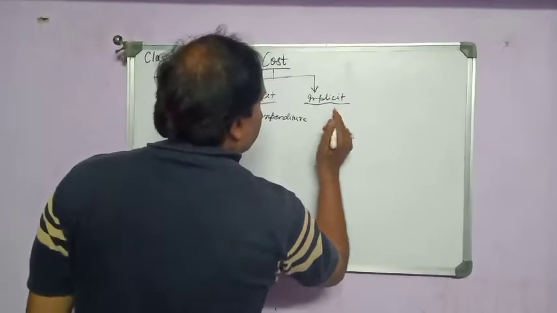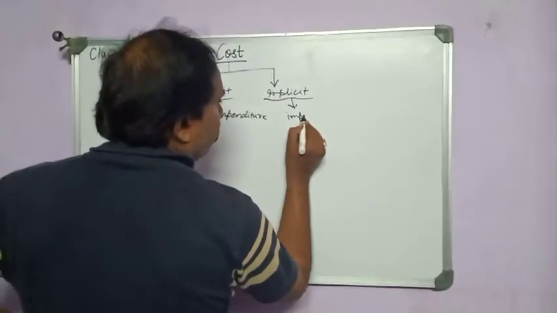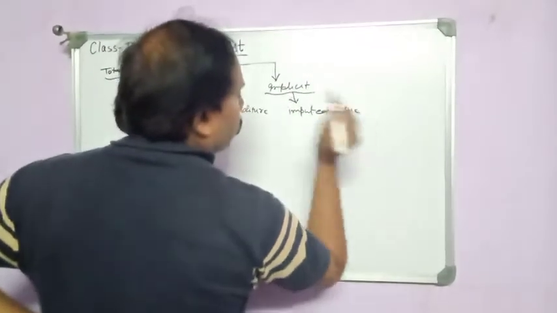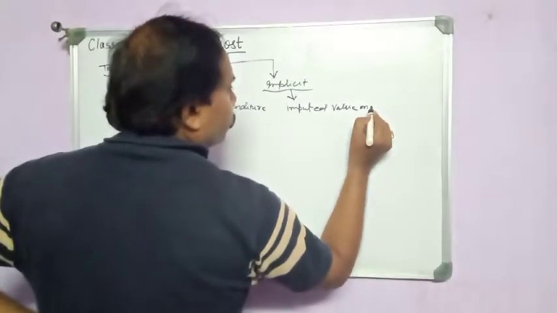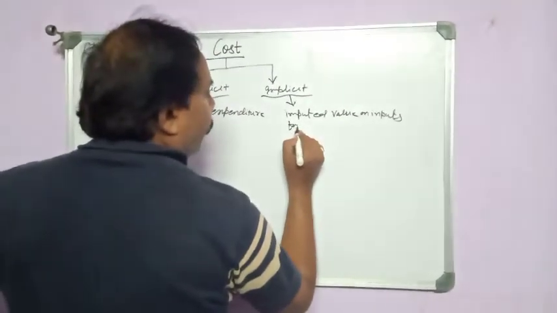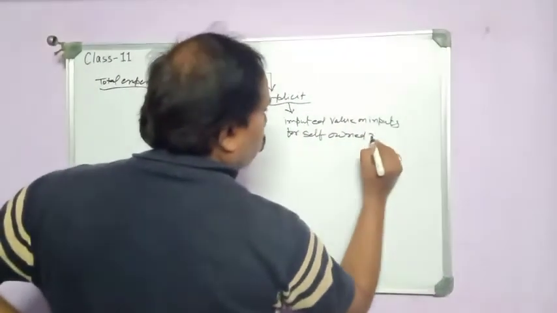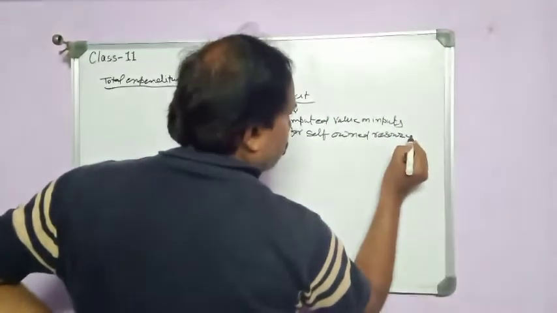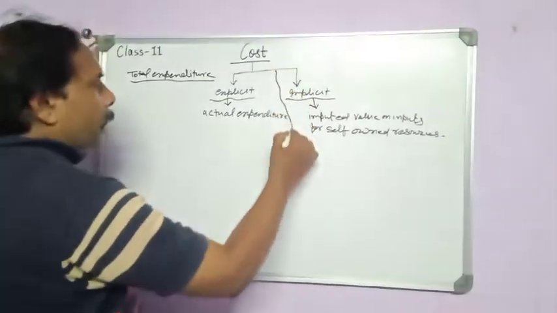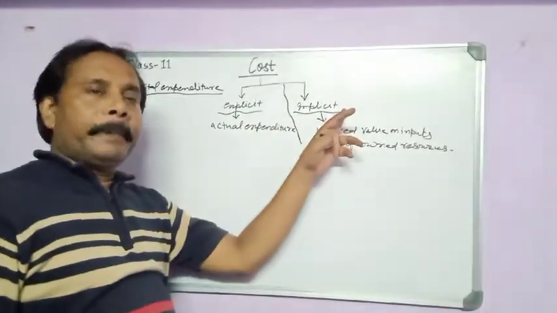And implicit cost is the imputed value on inputs for self-owned resources. Clear? So now how can I differentiate it, that is the explicit and implicit cost?